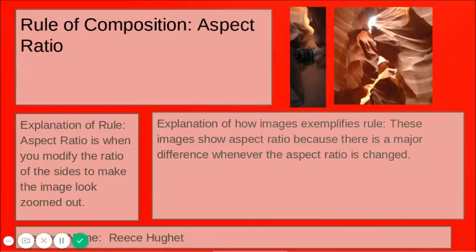Aspect ratio is when you modify the ratio of the sides to make the image look zoomed out. These images show aspect ratio because there's a major difference whenever the aspect ratios change.